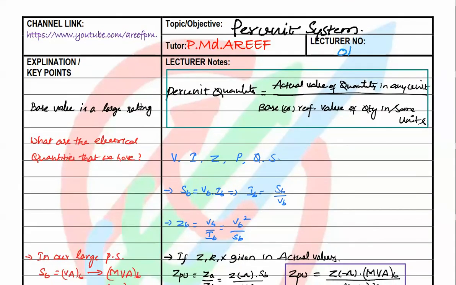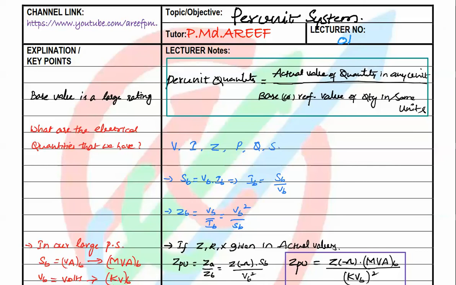So now we'll discuss what a per unit system is. In the per unit system, a per unit quantity is defined as the absolute value of a quantity in any units, either voltage, current, power or some other, divided by the base or reference value of that quantity in the same units. So if you take voltage here, voltage should be taken here; the same unit should be taken. The key point is that the base value is always the larger rating in the power system.